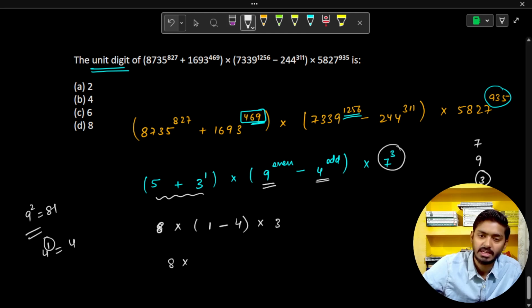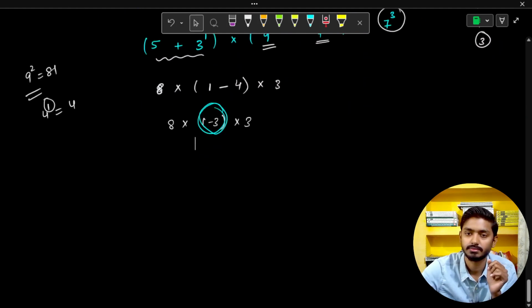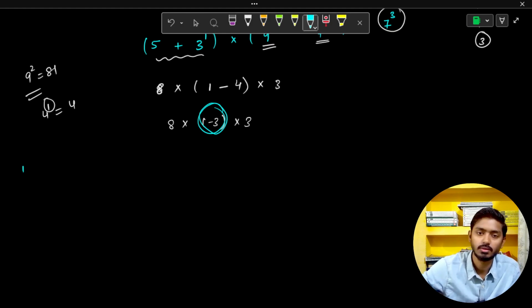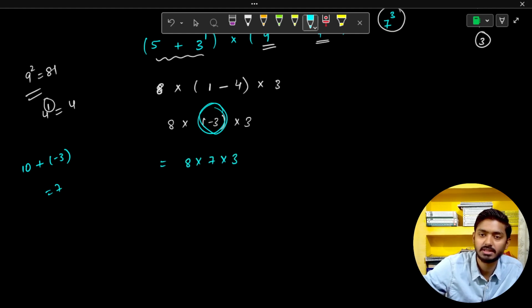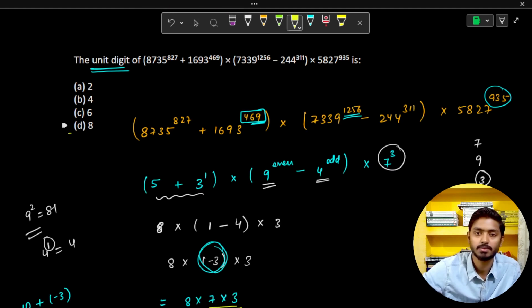Now 8 multiplied by minus 3 times 3. Again, whenever you encounter such a minus 3 or something, of course the unit digit can never be negative. What you do is you add this negative to 10. You get 7. So now you get 8 times 7 times 3. How do you find the unit digit? You say 7 3s are 21. Unit digit 1 multiplied by 8 gives us a unit digit 8, which is option D.